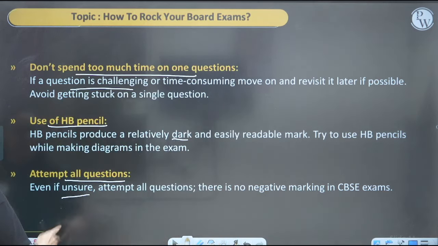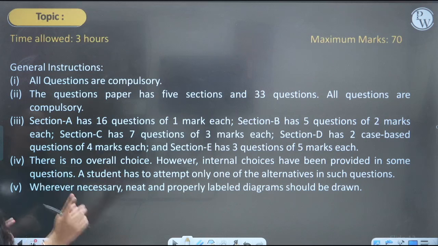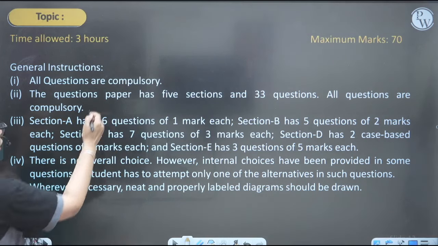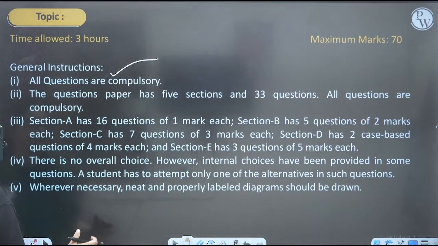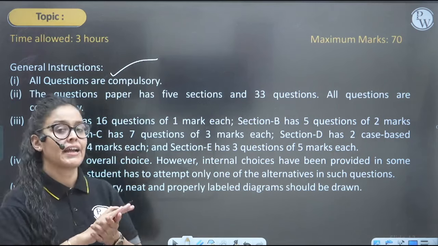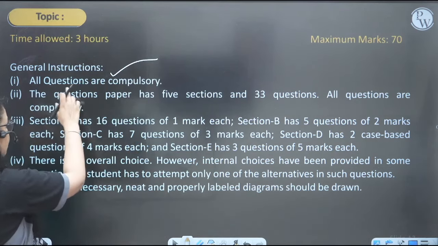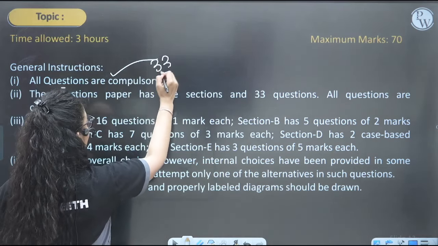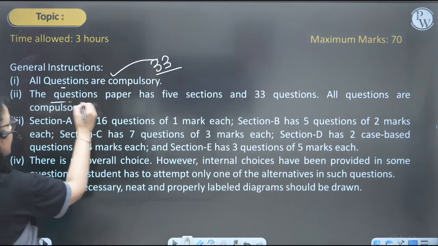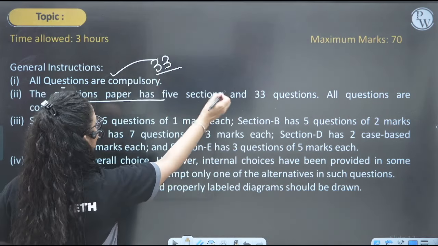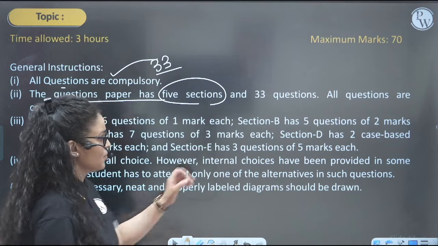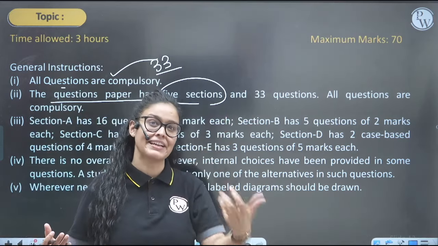So bacha, these are the basic things that you have to follow tomorrow. And you know what? All questions are compulsory. This is the general instruction before all the questions, and you have to attempt all the 33 questions. There is no negative marking, so don't leave any question. The question paper has 5 sections, A, B, C, D, E, as I have told you, which contain 33 questions with internal choices.